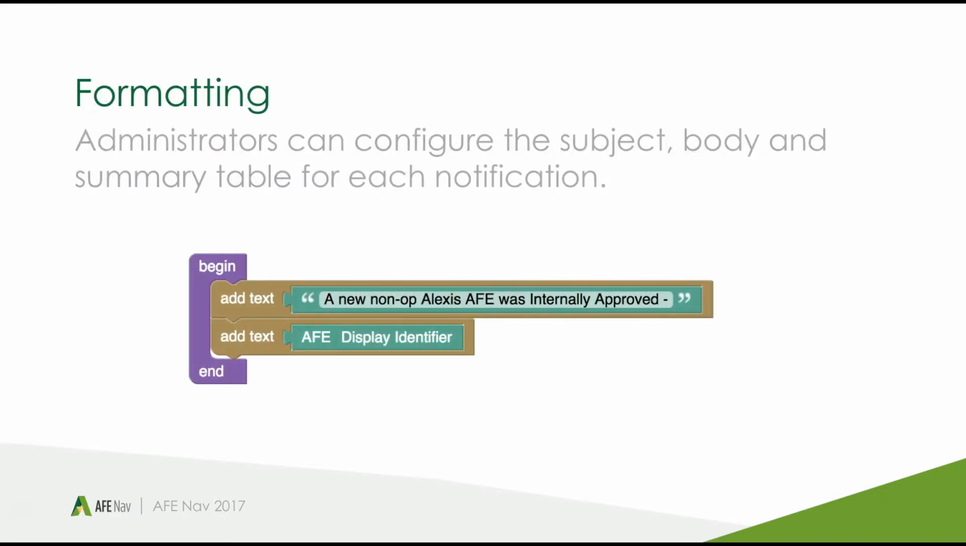Using AFE Navigator's custom business rule tool, administrators can configure the message subject and the message body. Here I have a very simple example that uses the text, "A new non-op Alexis AFE was internally approved," followed by the AFE's display identifier. But it can be as complicated as you need and can include any information from the AFE or RTD.